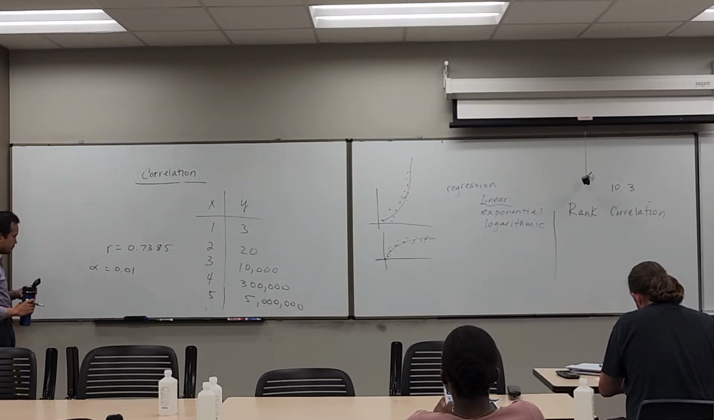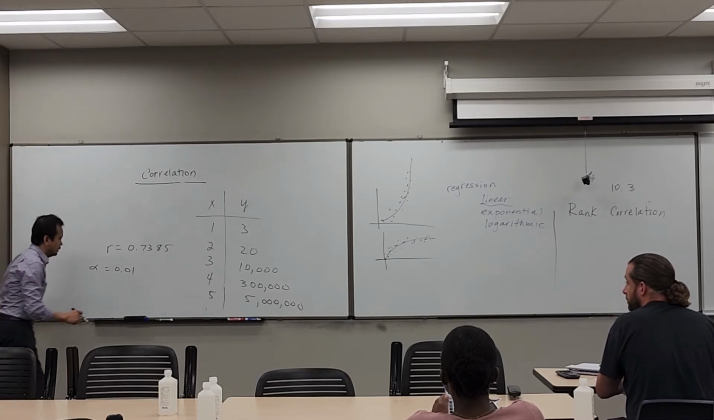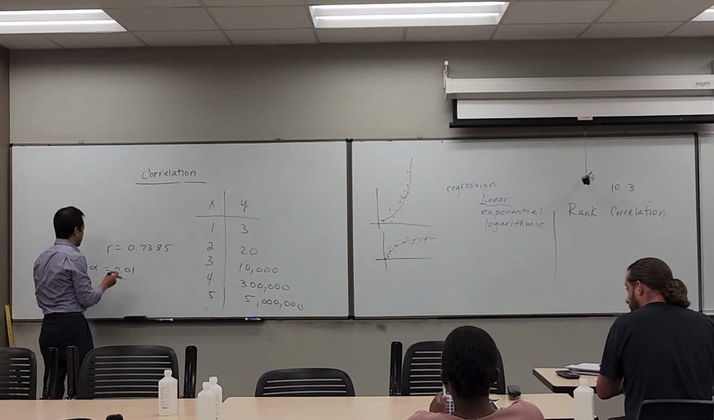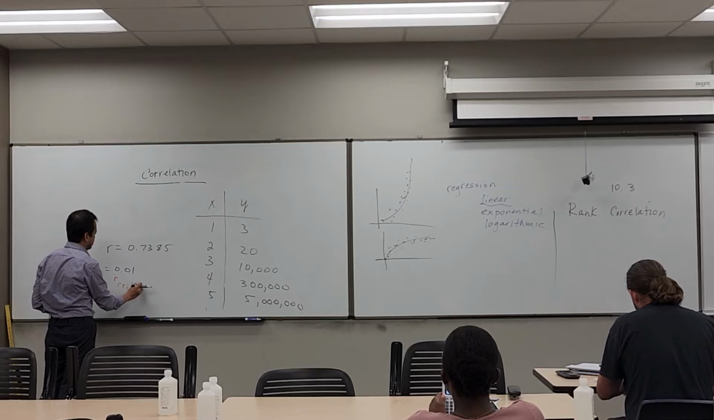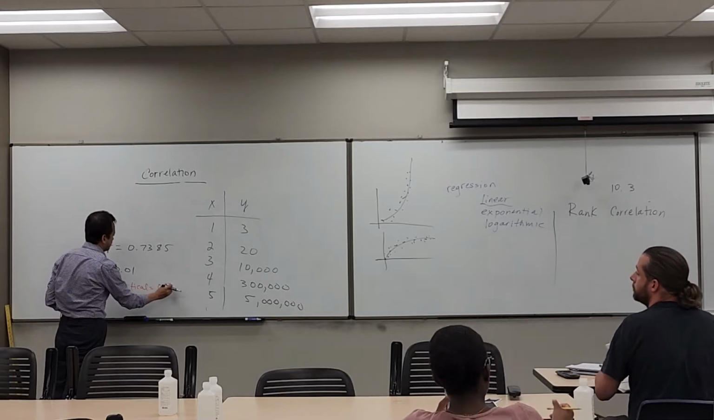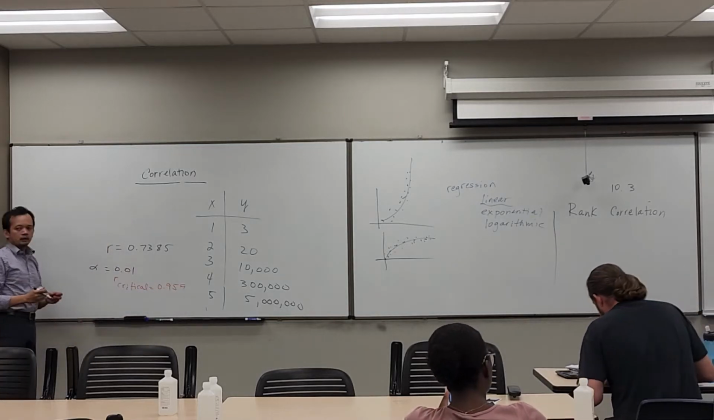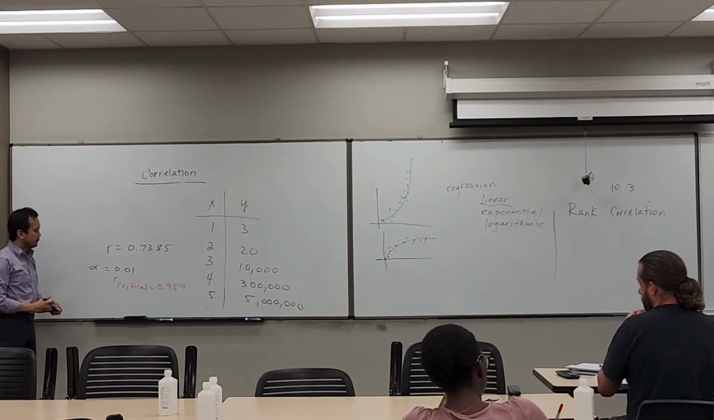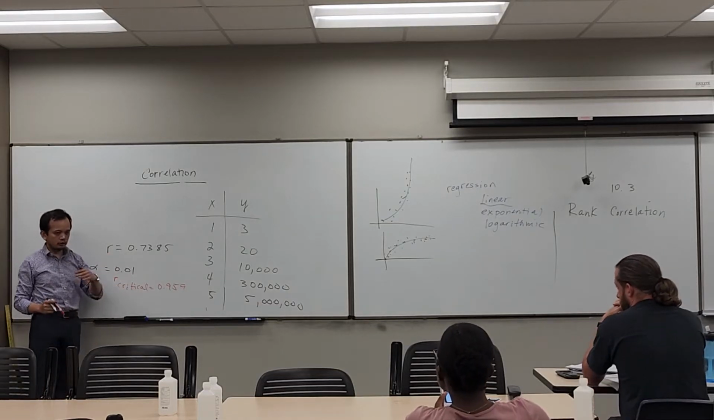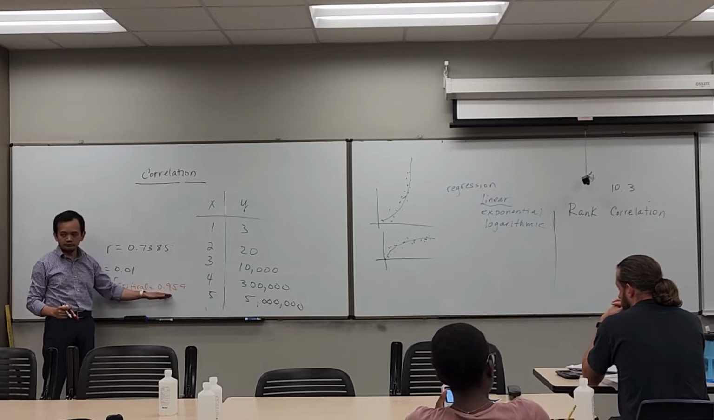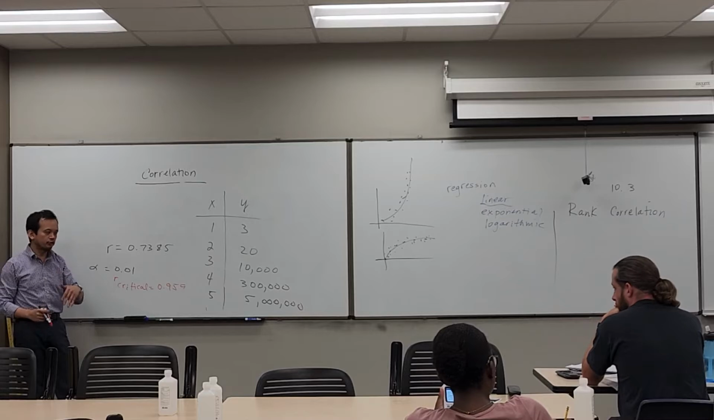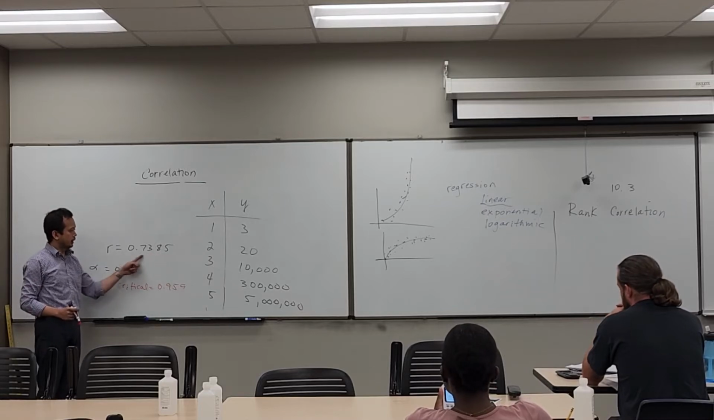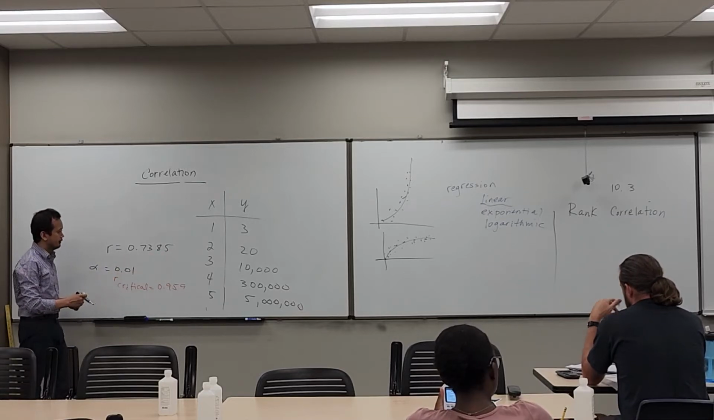For 5 points, the critical value at 0.01 is 0.959. Okay, so you see that with 99% confidence, our critical value, or our threshold, needs to be at least 0.959 for us to be able to conclude that the line is a good enough fit to the points. And now our value is only 0.73.